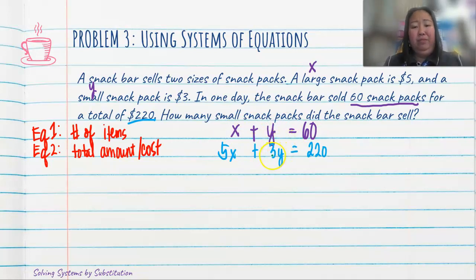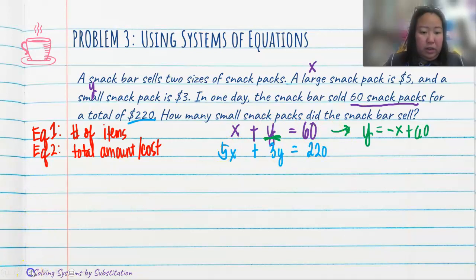All right, now typically since the question here is asking how many small snack packs, and as you can see, our small snack packs is y, we will just use y to be by itself. All right, so this equation, we will rewrite it to become y is equal to, so x will have to go to the other side, so minus x plus 60. All right, so we will use this equation.